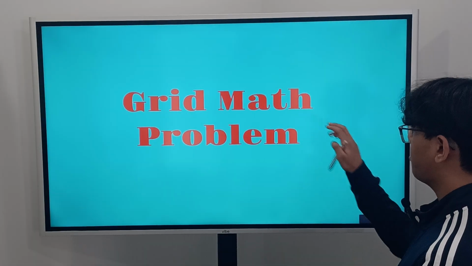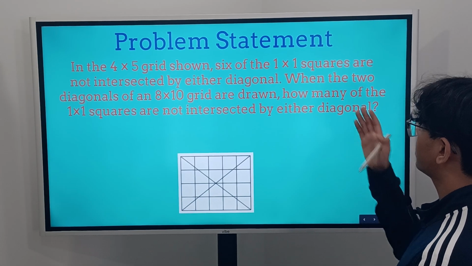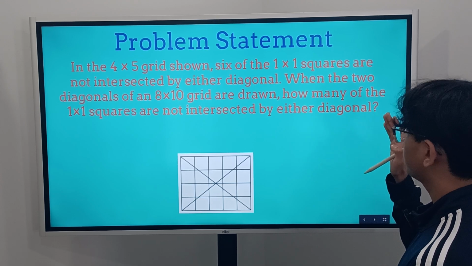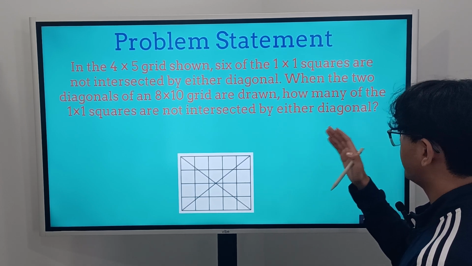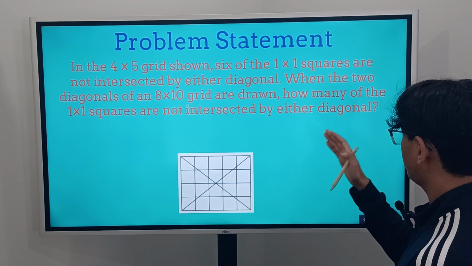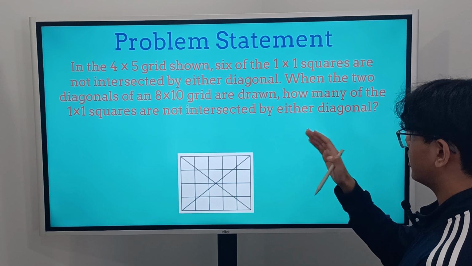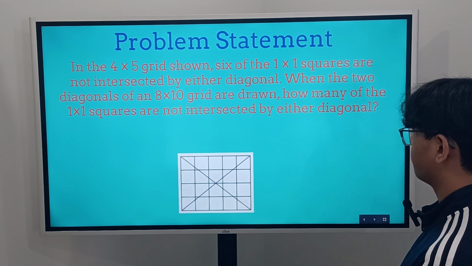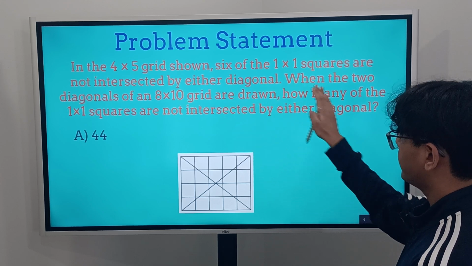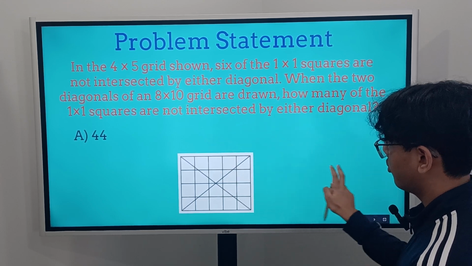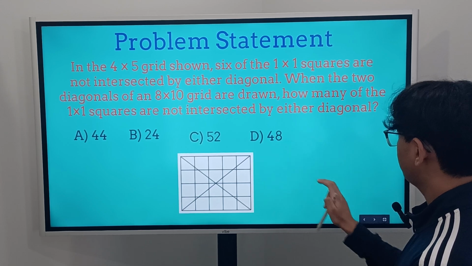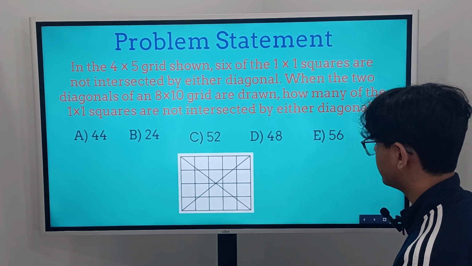Today's video we're going to be doing a grid math problem. So here's our problem statement. In the 4x5 grid shown, 6 of the 1x1 squares are not intersected by either diagonal. When the two diagonals of an 8x10 grid are drawn, how many of the 1x1 squares are not intersected by either diagonal? So here's our 4x5 grid, and the possible answers are A, 44, B, 24, C, 52, D, 48, and E, 56.